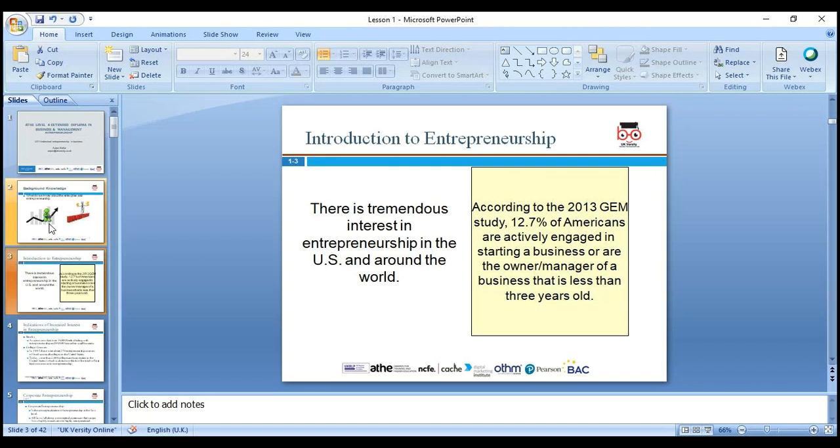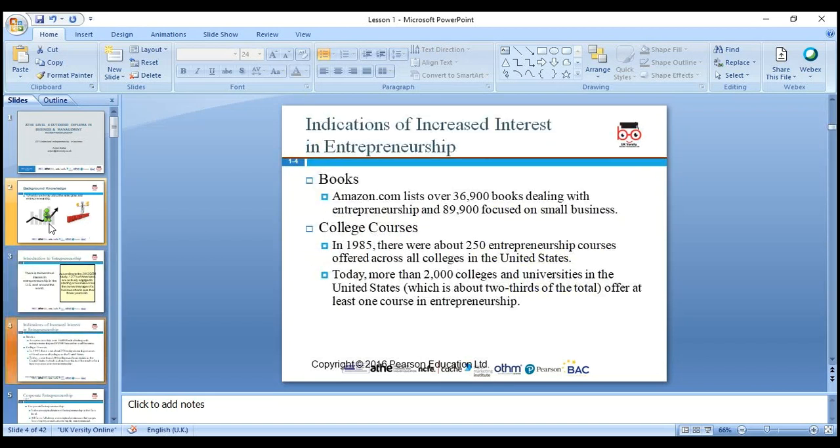There is a tremendous interest in entrepreneurship in the US and around the world. Everybody really wishes to become their own boss. According to the 2013 GEM studies, Global Entrepreneurship Monitor in America, they found that 12.7% of Americans are actively engaged in starting businesses, or are owners or managers of a business that is less than 3 years old.